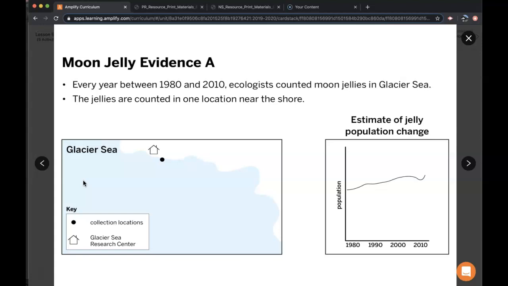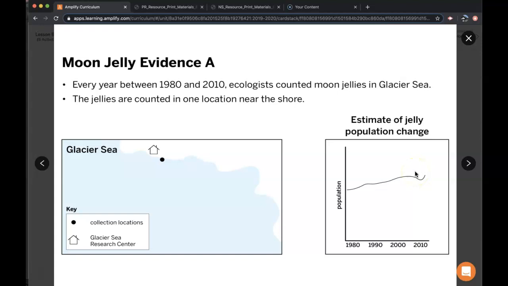So instead, the moon jellies in the Glacier Sea population were counted each year in a particular area over 30 years. So this data is used to make an estimate of how the population is changing. This graph over here shows how the population is changing based on them collecting moon jellies every year for 30 years. In evidence A, they're collecting every year in this one location for 30 years, and this is how the population is changing.